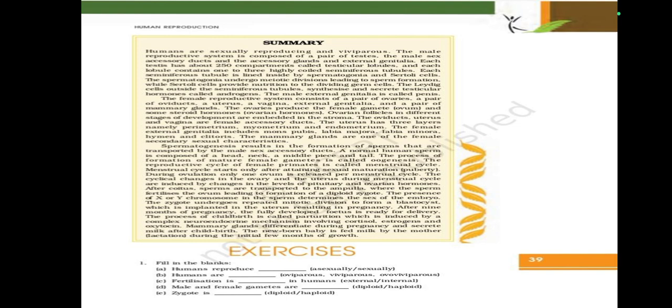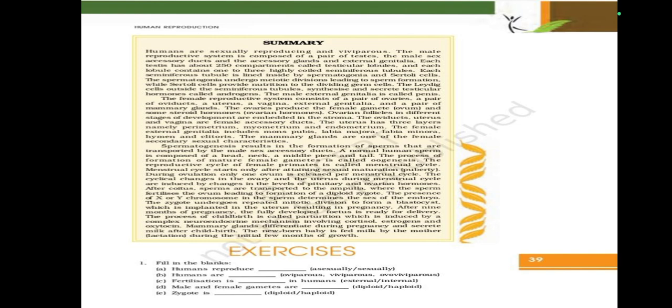Ovarian follicles in different stages of development are embedded in the stroma. The oviducts, uterus, and vagina are female accessory ducts. The uterus has three layers, namely perimetrium, myometrium, and endometrium. The female external genitalia includes mons pubis, labia majora, labia minora, hymen, and clitoris. The mammary glands are one of the female secondary sexual characteristics.